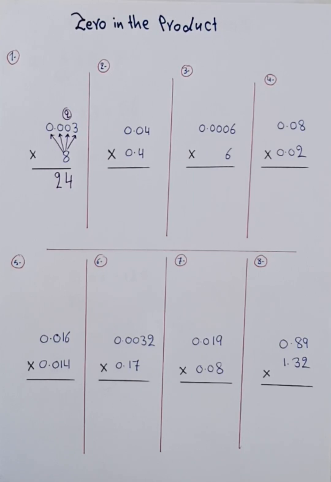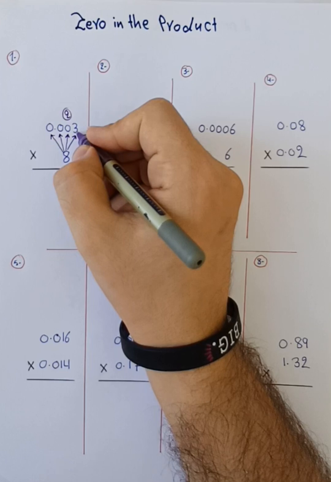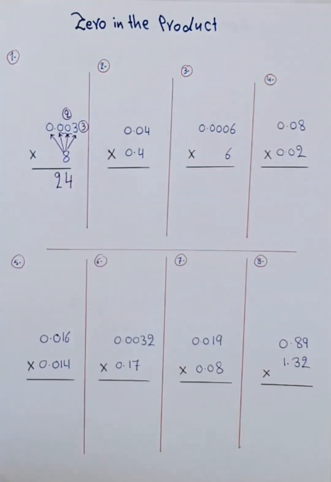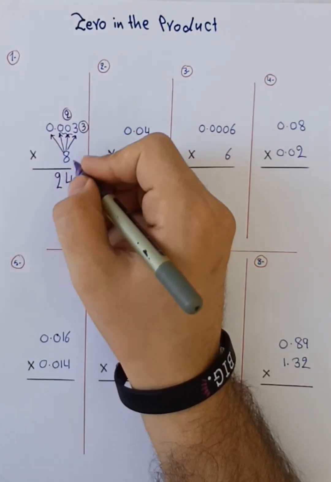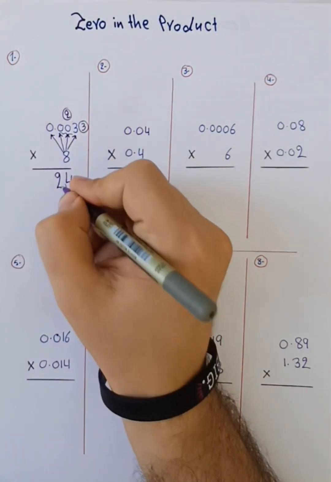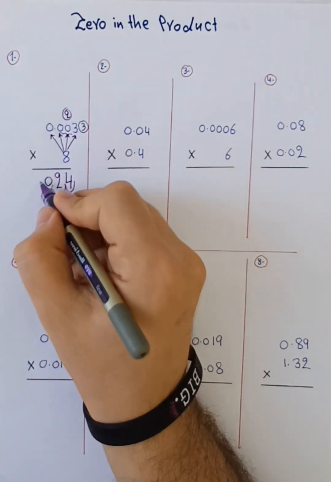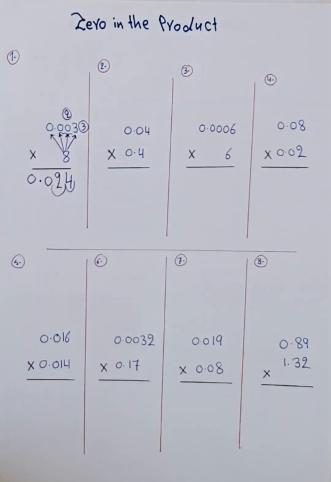After that, you have to write the decimal point in the product. In the first number, after this point, we have 3 numbers. In the second number, we don't have any decimal point. So we have to skip 3 numbers in the product and then write the decimal point. 1, 2, 3, and then you have to write the decimal point, and then you have to write another 0. So the product is 0.024 thousandth.